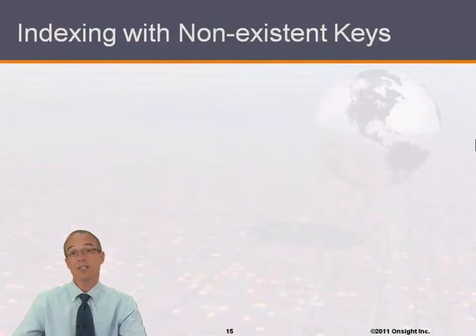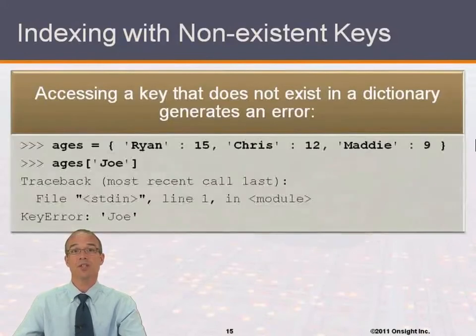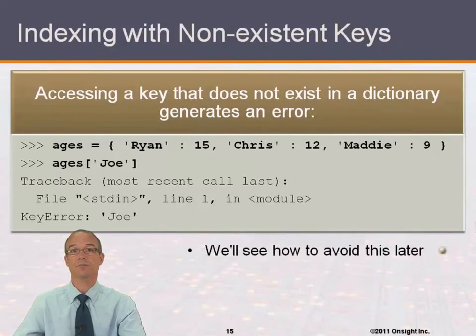What happens if I try to index into a dictionary with a key that doesn't exist? So it's going to generate an error. So here I create ages. Ryan is 15, Chris is 12, Maddie is 9. And I'm going to say ages sub Joe. Now Joe is not a key in my dictionary, so you know what happens? I get a runtime error. And this is the key error saying that Joe doesn't exist in my dictionary. So accessing an element with a key that doesn't exist gives me this runtime error. We're going to see how to avoid this later.